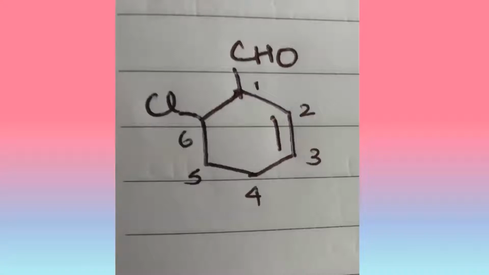Now coming to a few more examples. Here it's a cyclic compound and it has an aldehyde group, a double bond and a chlorine group. The numbering is done in such a way that the aldehyde gets the lowest number because it has more priority than the double bond, and the double bond has more priority than the chlorine group.